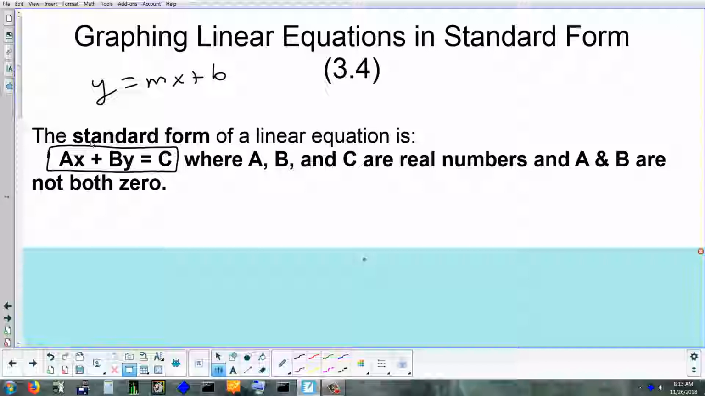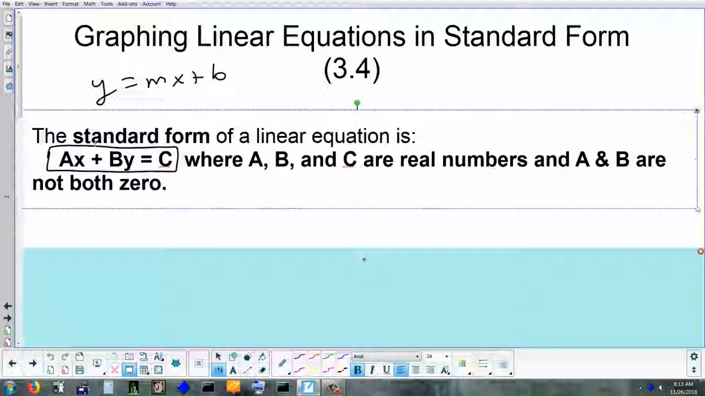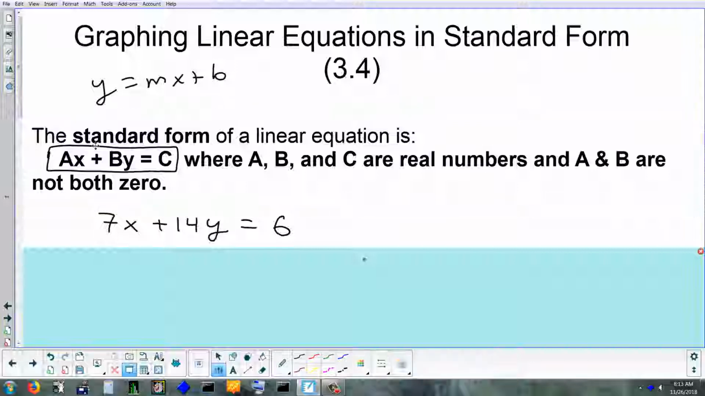So can somebody give me a number for A? Any number you want. 7. Okay. So I'm going to plug in 7 for A. So 7. The X just stays right where it is. Now, someone give me a number for B. 14. Number with X and number with Y equals... And then someone give me a number for C. Chris? 6. There you go. That's an example of a line, if you were to draw it, and that's in what we call standard form.